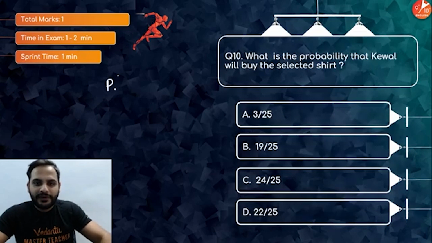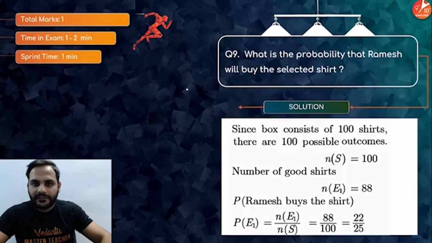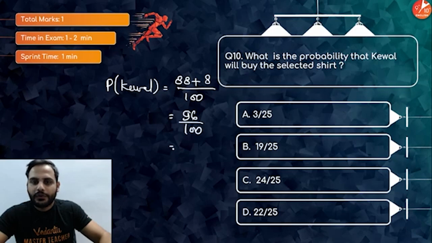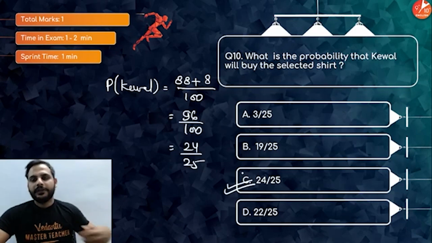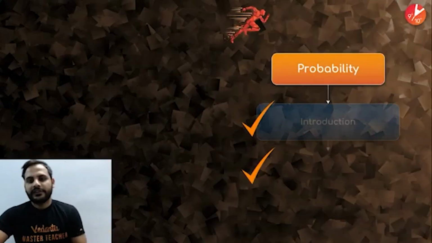Next one will be for Keval: probability that Keval will buy that shirt. So look, Keval will buy good shirts. He will even buy the shirts with minor defects. There are 8 shirts with minor defects. So 88 plus 8 divided by 100, you'll be getting 96 upon 100, which is equal to 24 by 25. Option C will be your correct answer. Okay children, option C will be your correct answer.